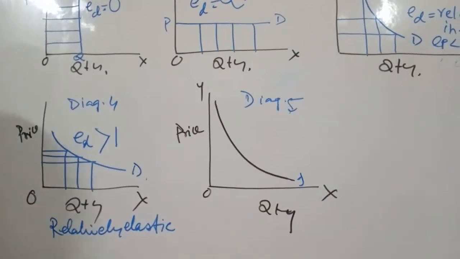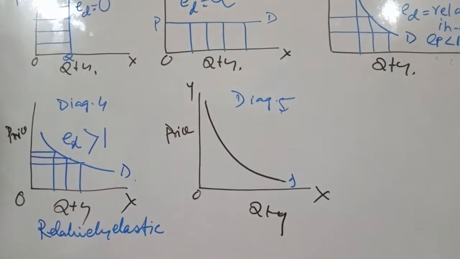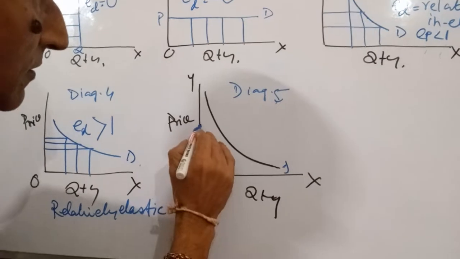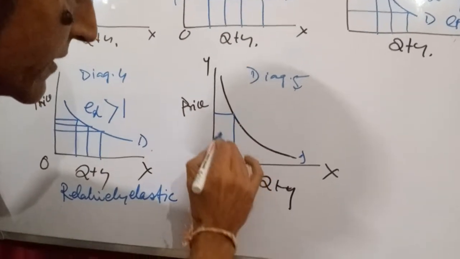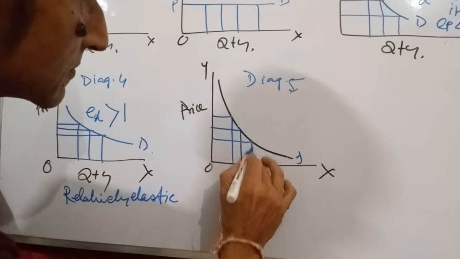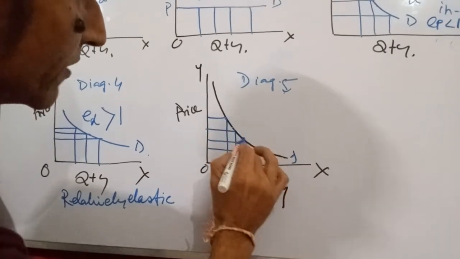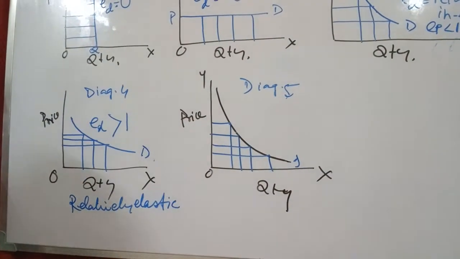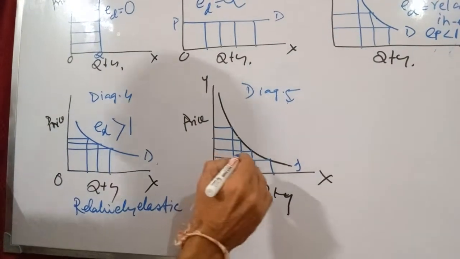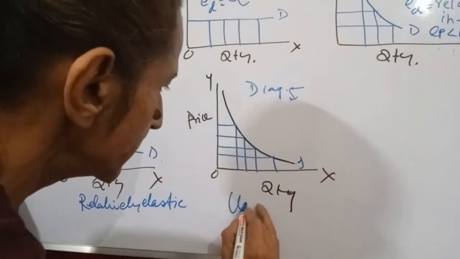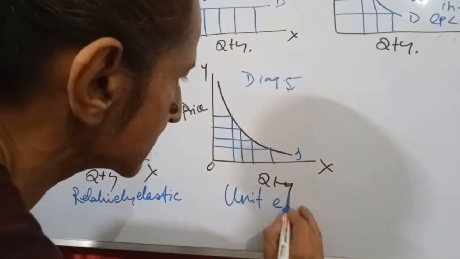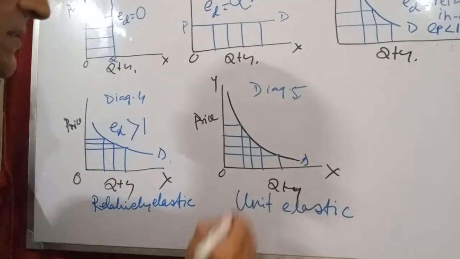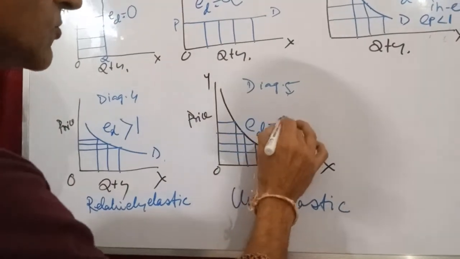And in diagram 5, where the demand curve is rectangular hyperbola, if you draw different rectangles on different points of the curve, the area of all the rectangles will be same. Here, this is unit elastic. This type of demand curve is called unit elastic. Here, ED equals 1.